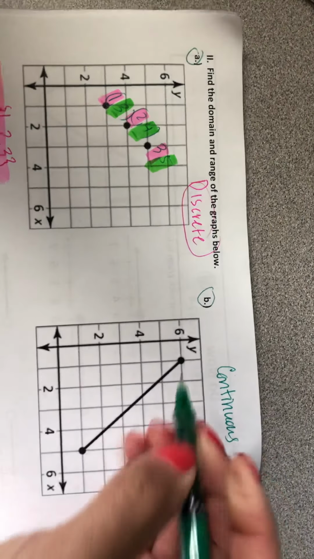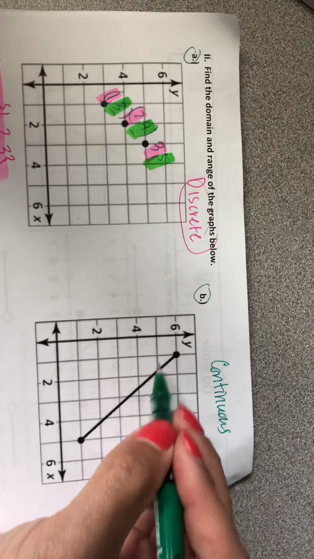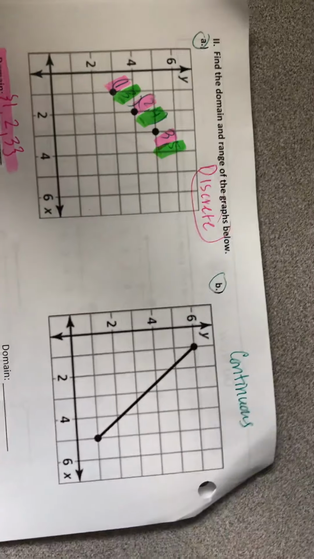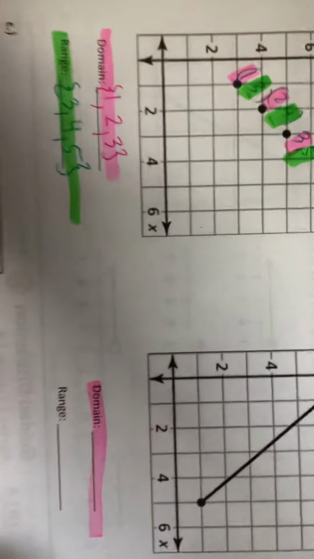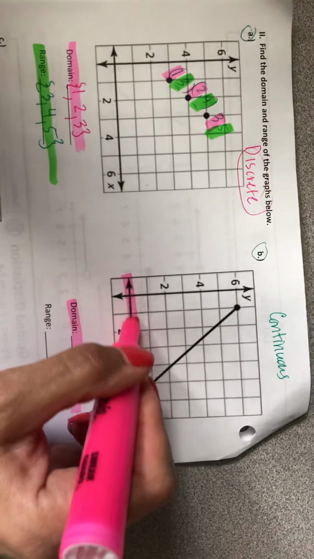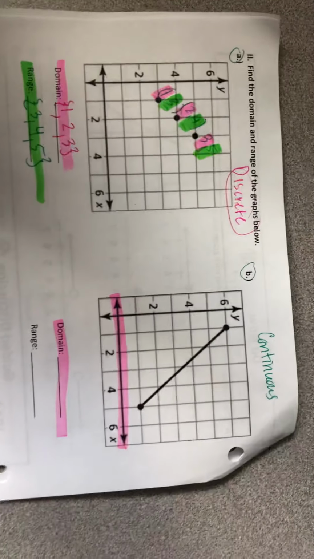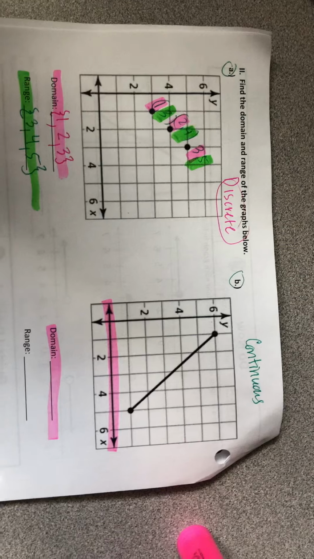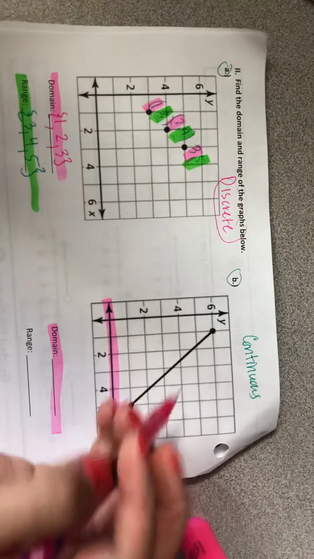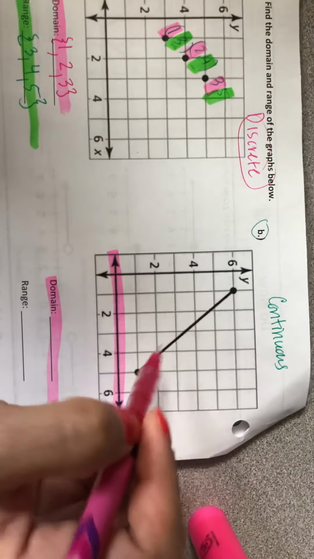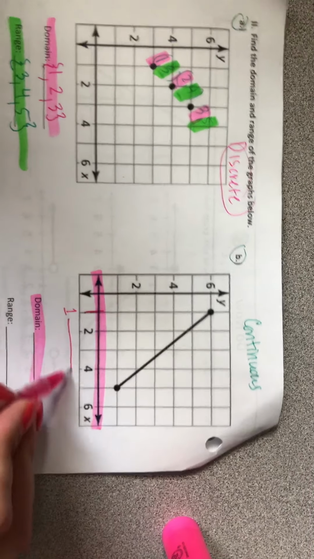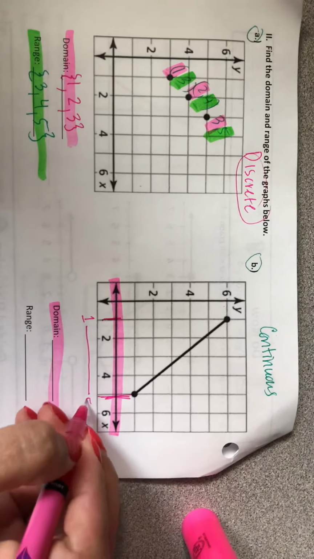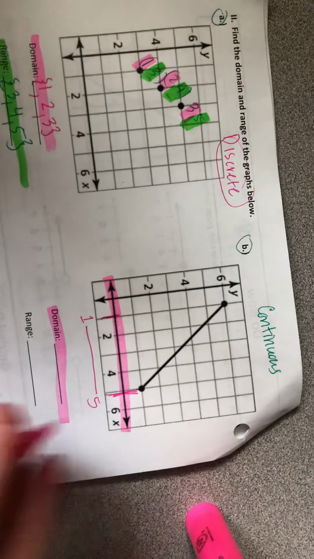So there's no points, but everything in between those two, all of that is included in the domain and the range. My domain again is my x values, which will be all those values here. Let me start with the domain. Where does it start? Where does it end? This function starts here. It goes from 1 all the way to 5.